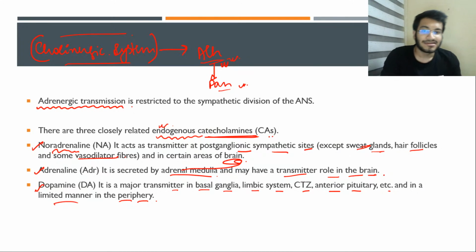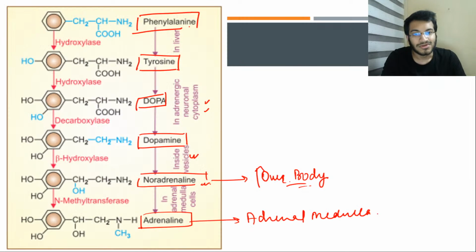So adrenergic transmission is due to the catecholamines, and there are 3 types of catecholamines: noradrenaline, adrenaline and dopamine. So what does it start from? The story starts from phenylalanine.